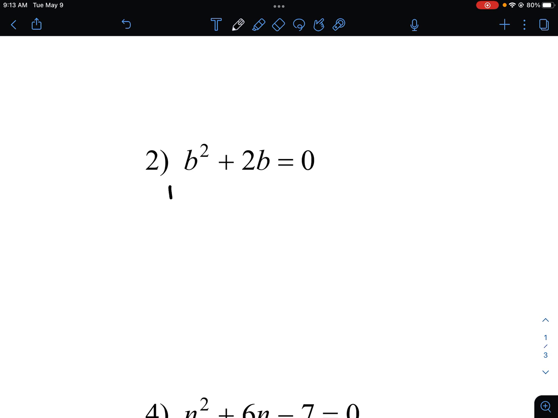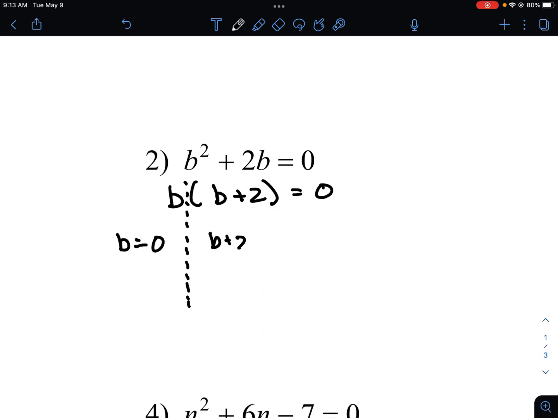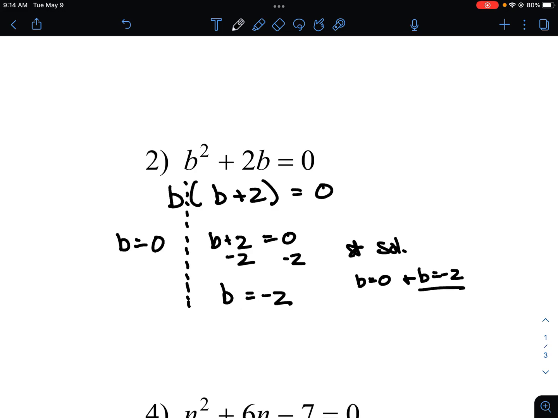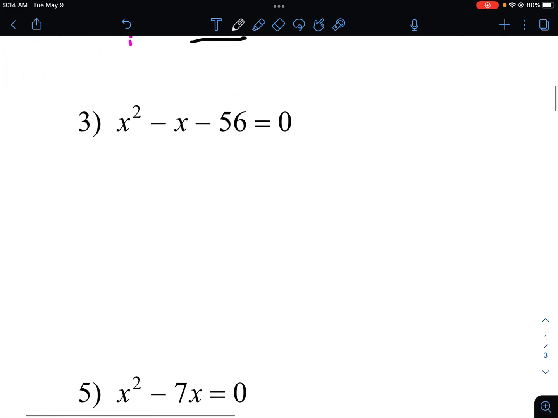So really same idea, factoring out the b. So b times b plus 2 equals 0. Split that up: b equals 0, b plus 2 equals 0. Subtract the 2 over, and b equals negative 2. So our two solutions are b equals 0 and b equals negative 2. Not too bad, hopefully. Where it gets a little more challenging are 3 and 4.